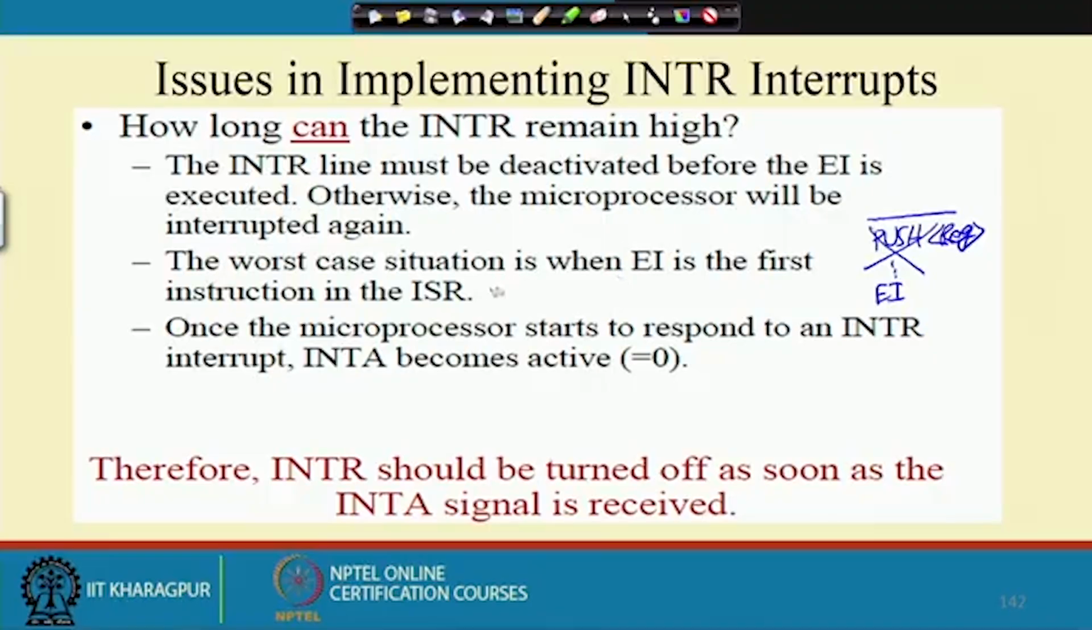So, you can understand that if I do not deactivate the interrupt signal coming from the device before this EI instruction is executed, the processor may take that interrupt line as a second interrupt. In the worst case, EI can be the first instruction of the ISR. Once the microprocessor starts to respond to the INTR interrupt, INTA becomes active, and then EI also gets executed, so another interrupt will be taken.